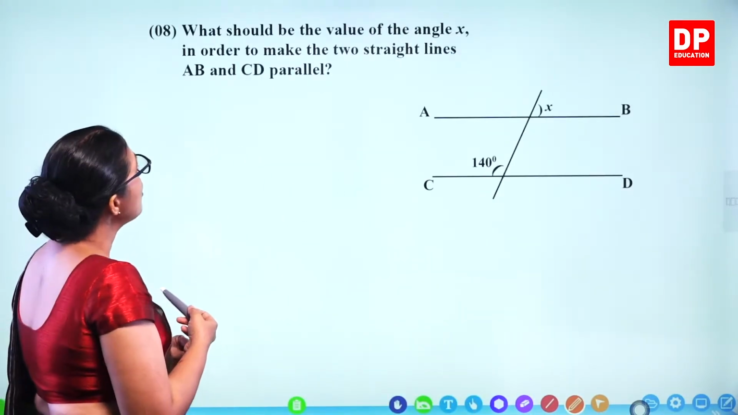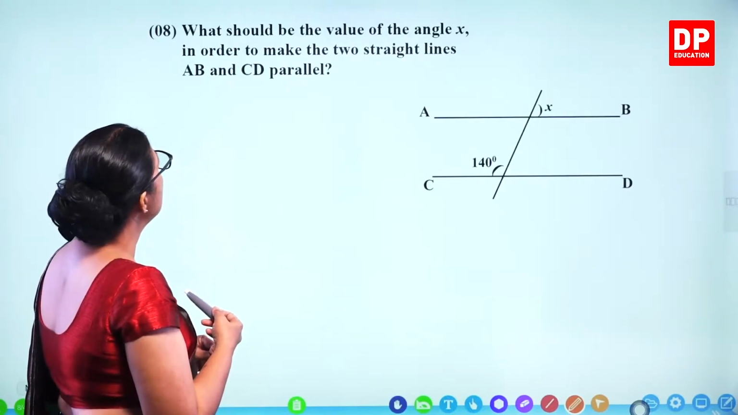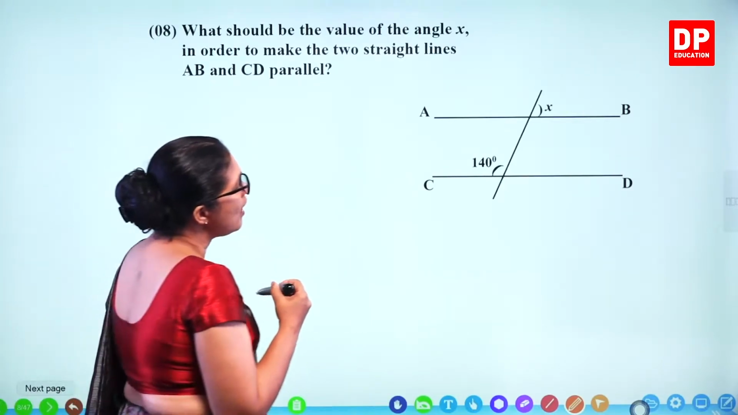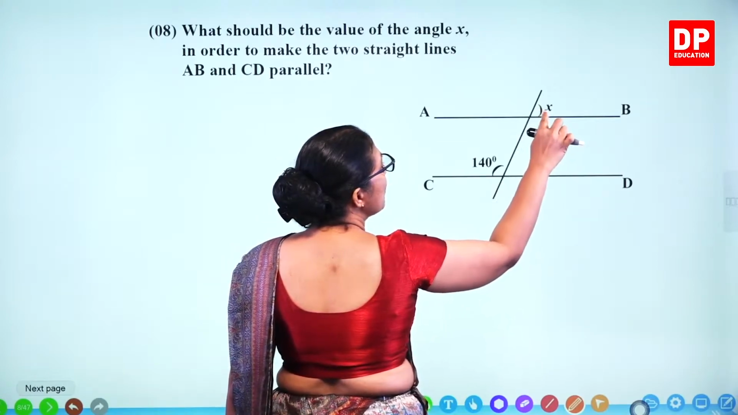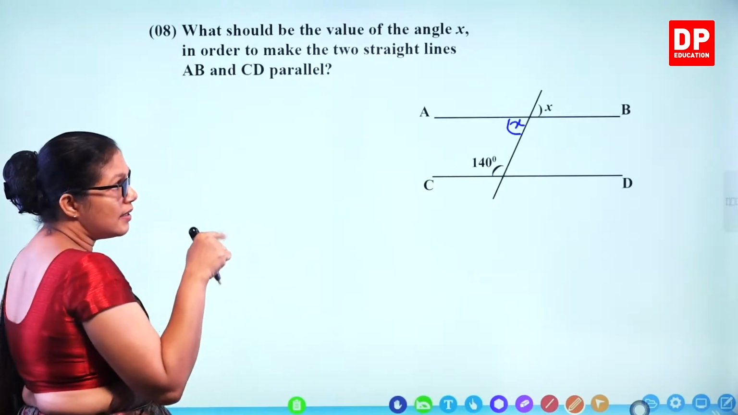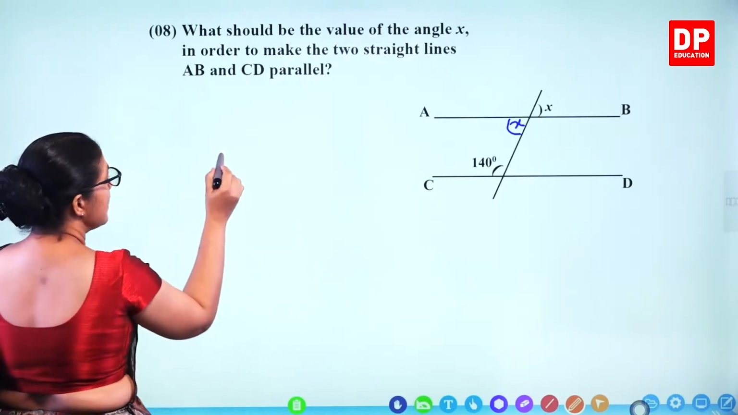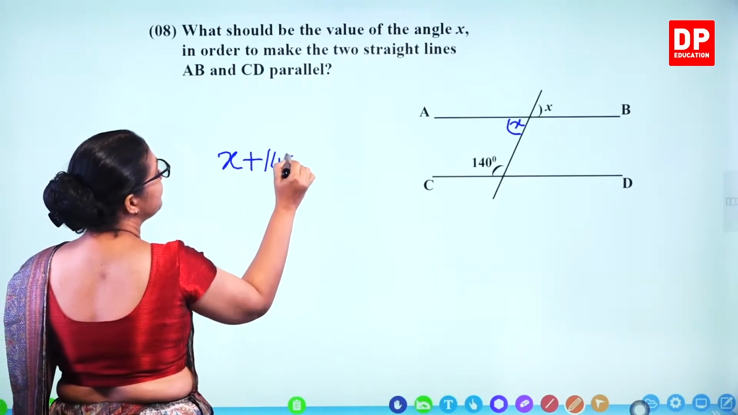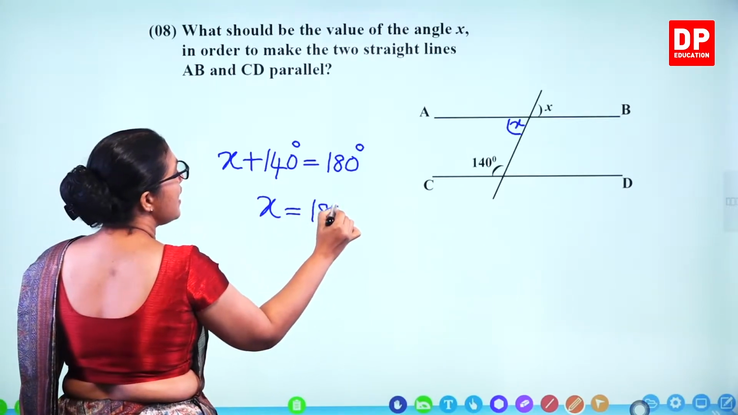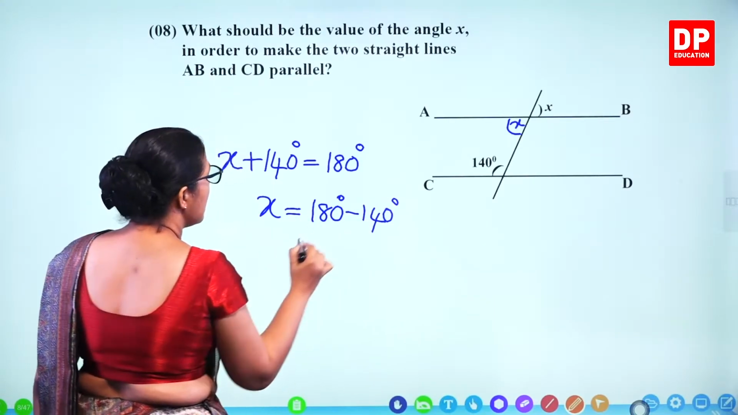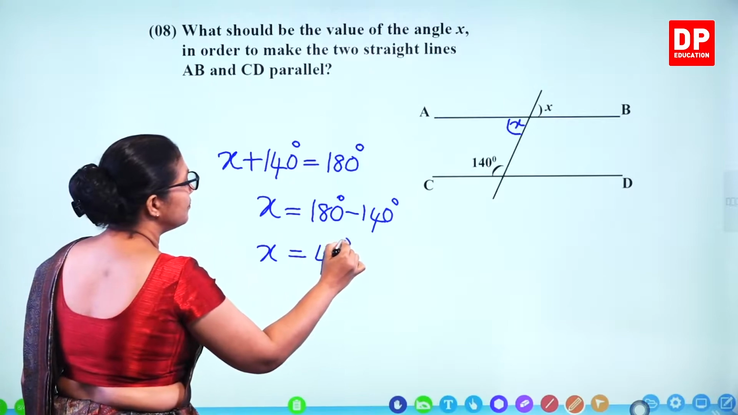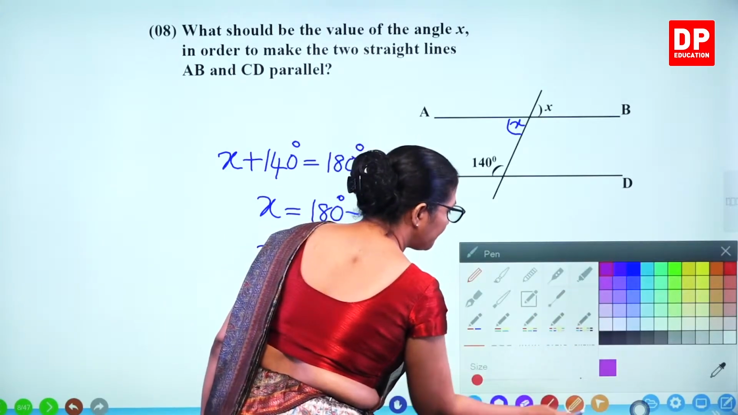Question number 8. What should be the value of the angle x in order to make the two straight lines AB and CD parallel? If the two lines are parallel, now here if this is x, this is also x. The allied angles add up to 180 if the two lines are parallel. So what's the x value? X value is 180 minus 140, that's 40. So 2 marks.